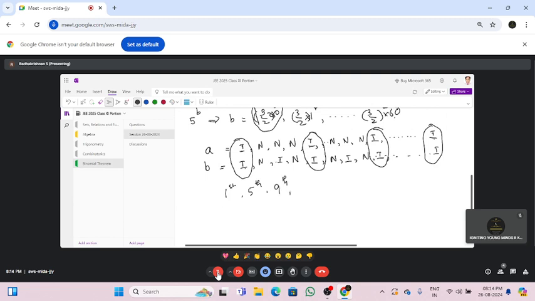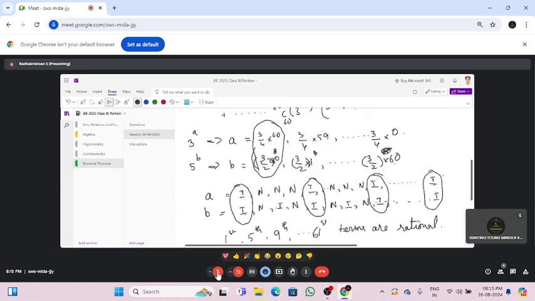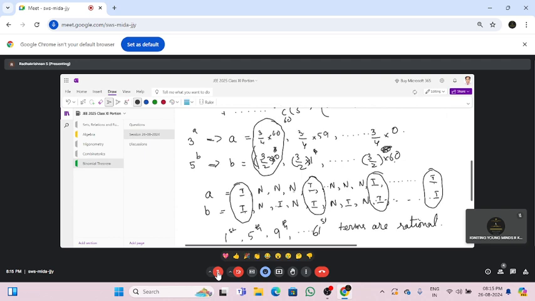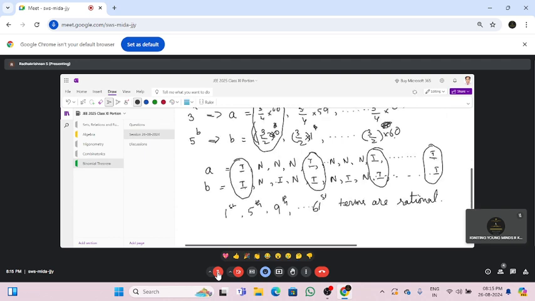9 up to 61st terms are rational. Okay, rational, the exponent has to be integer. So both these exponents need to be integer. Right? So now you have to count. How many terms are there? First, fifth, 9th, up to 61. How many terms are there? Can you count?